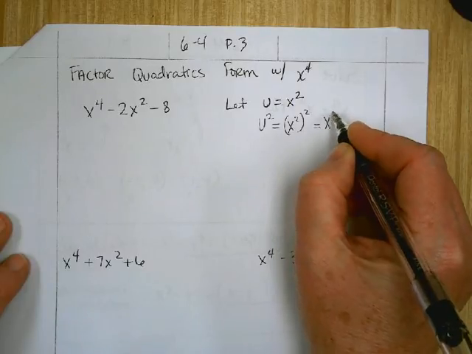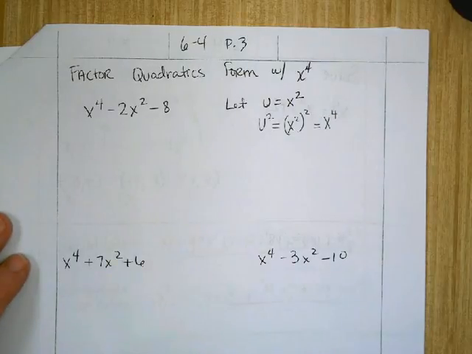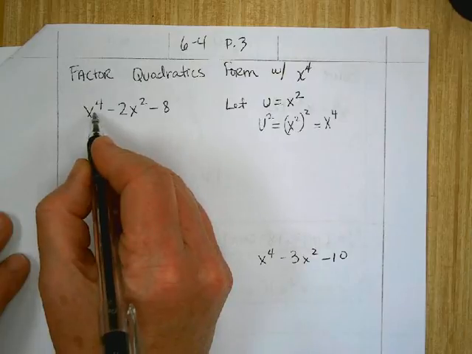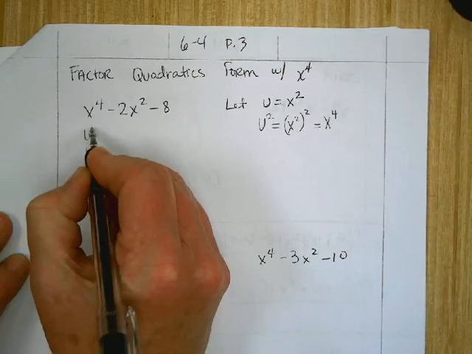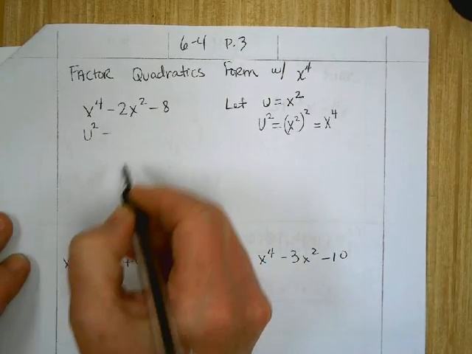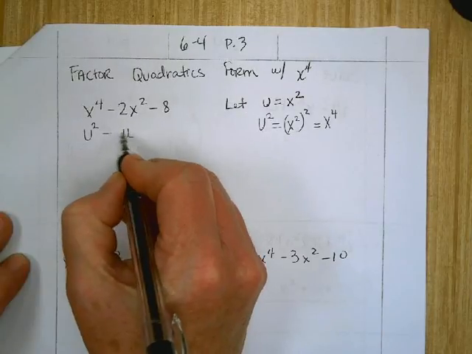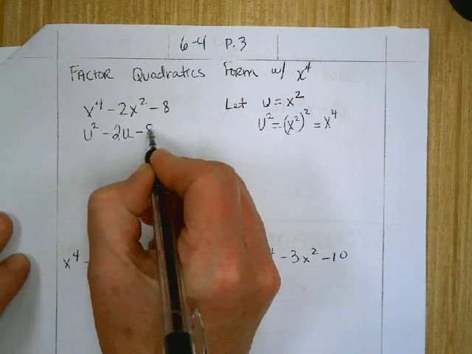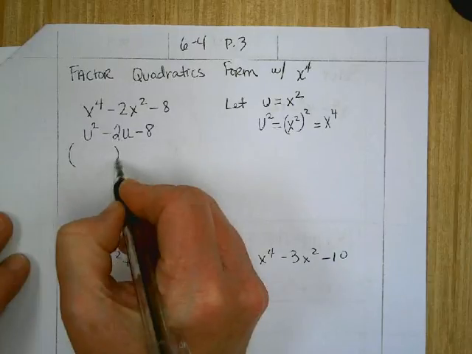X to the fourth. So I'm going to replace x to the fourth with u squared. I'm going to replace x squared with u. And then I'm going to factor. I think we can factor this one.